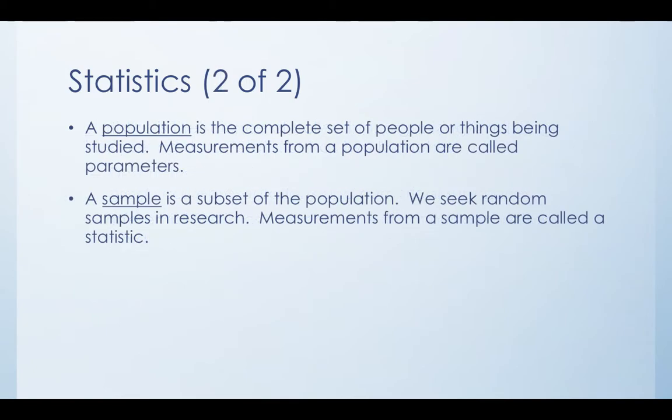A little bit more on that, a population, just in case it's been a while since you've had your last statistics class, is a complete set of people, objects, things, trees, cats, cars, whatever it may be that we're studying. And measurements from a population are called a parameter. A sample is a subset of the population, and in research we seek a random sample. So measurements from a sample are called a statistic.